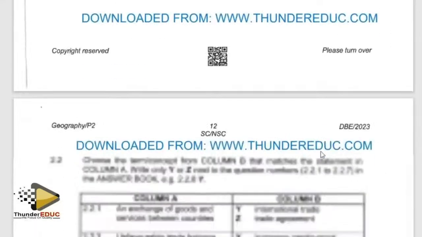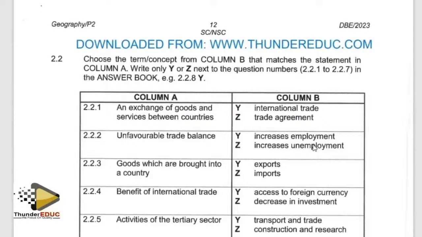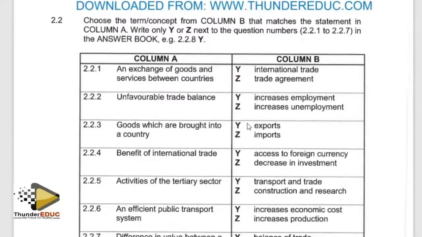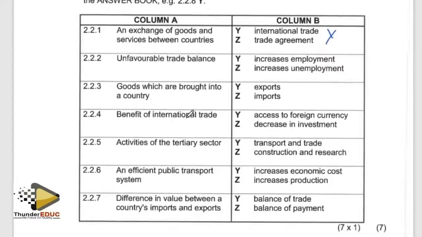Okay. We go down. We say choose the terms that match with the description. Exchange of goods and services between countries. That is Y, which is international trade. Unfavorable balance of trade. What does it do? That means if it's unfavorable, there is more import than export. So 2 is Z. It increases unemployment. So goods which are brought from another country, are they exports or imports? Obviously, they are imports. Okay.